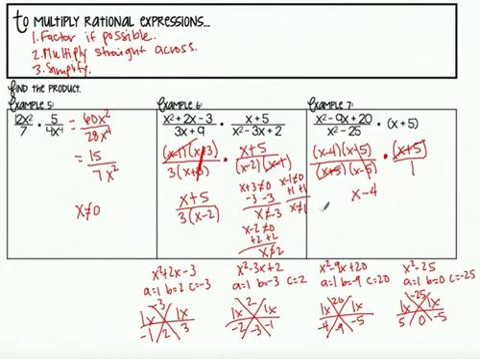I still need to do my excluded values, and remember anything that was ever in the bottom is considered what I have to consider for my excluded values. So I'm going to say x plus 5 does not equal 0, so subtract 5 from both sides and get x does not equal negative 5. And x minus 5 does not equal 0, so add 5 to both sides, and x cannot equal positive 5.